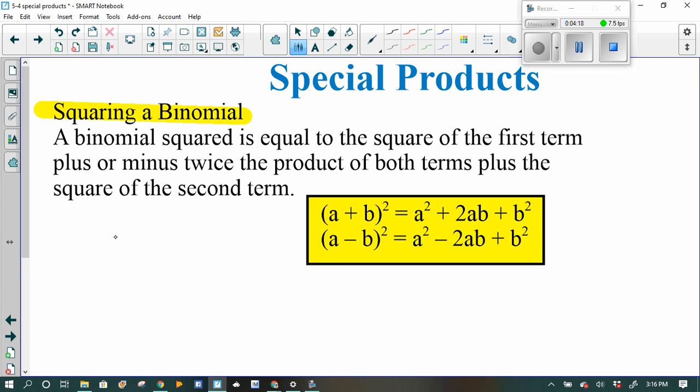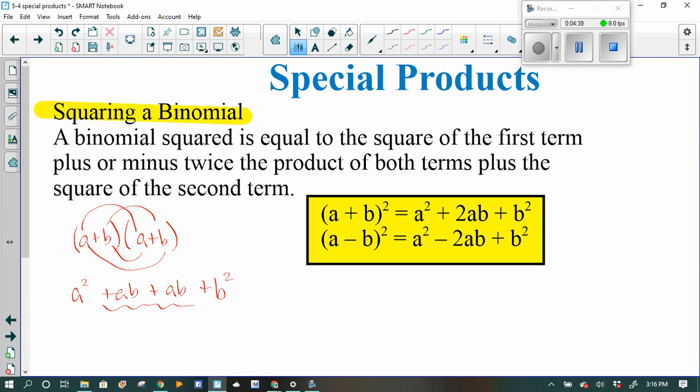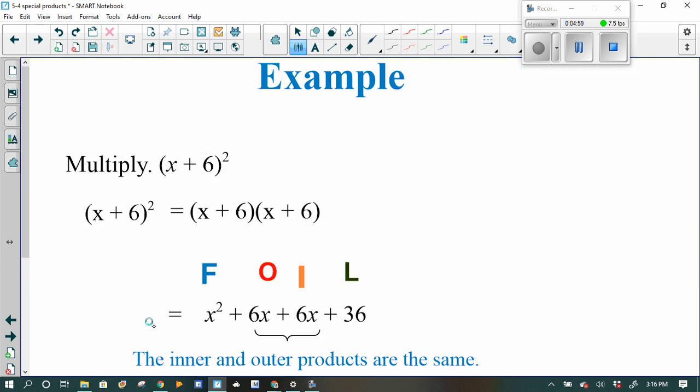So normally you would think, okay, I've got A plus B, A plus B. So you can do first, outside, inside, last, and then I would add these because AB and AB are the same, so that's A squared plus 2AB plus B squared. And it works the same way if it's minus, okay? So you need to make sure you have this memorized, okay? But the cool thing is I'm going to show you this little trick. So let me do it with numbers because I think it'll make more sense with numbers.